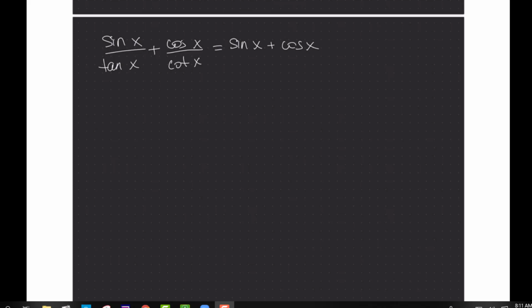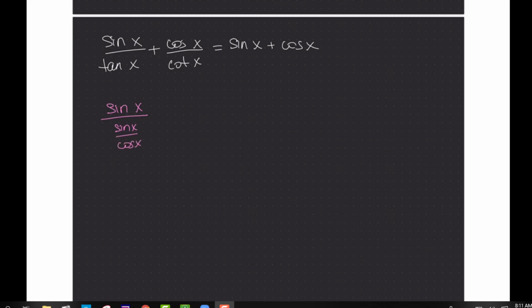All right. Anybody want to jump on this one and take the lead? Change the tan to the sine over cosine. Sine x over cosine of x.